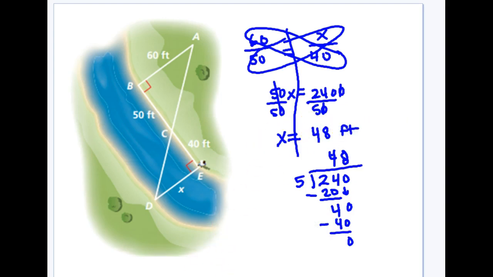We're going to do one more because I know you have a problem like that in homework. Make sure you have this copied down. Pause it now if you need to. Push play when you're ready.